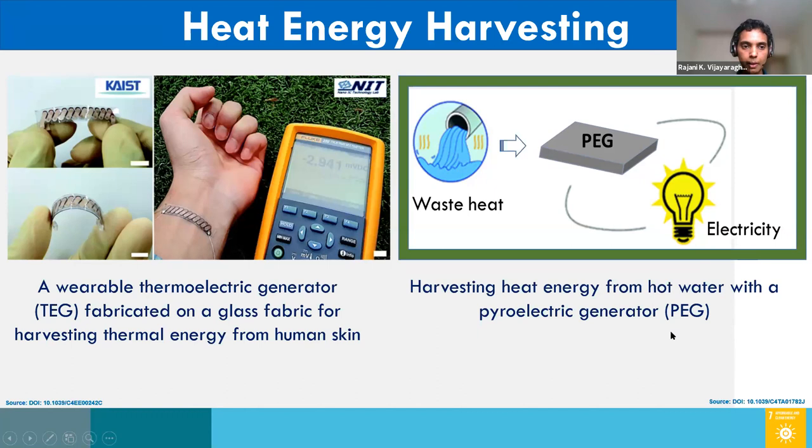On the left-hand side, you can see an example. This is a wearable thermoelectric generator developed at KAIST, South Korea, used to harvest thermal energy from human skin. This can be used for powering small mobile electronic devices such as medical sensors or smart watches. The right-hand side shows a pyroelectric generator used to harvest waste heat from industries into electricity.